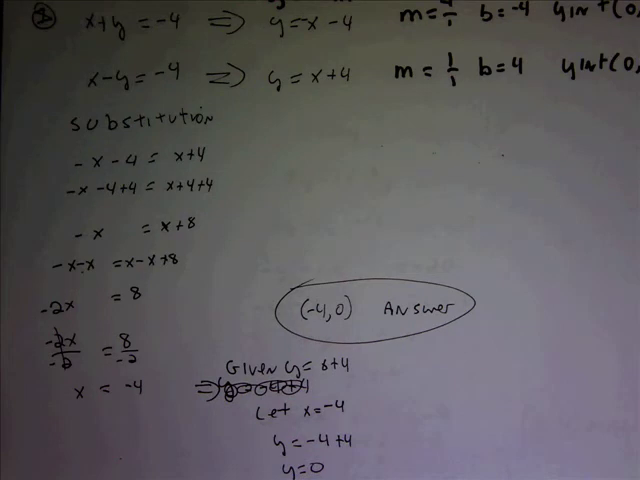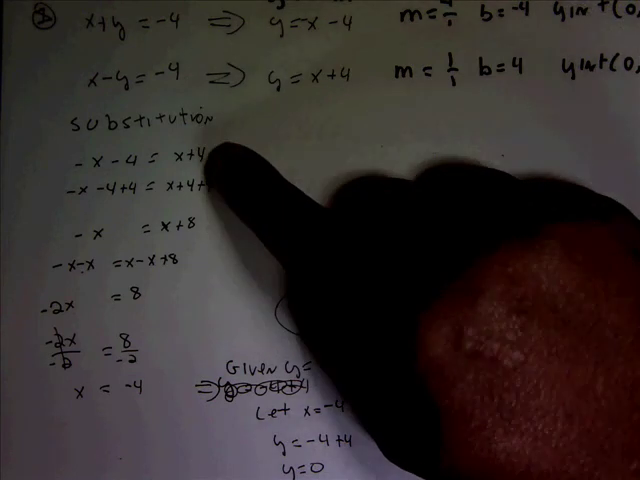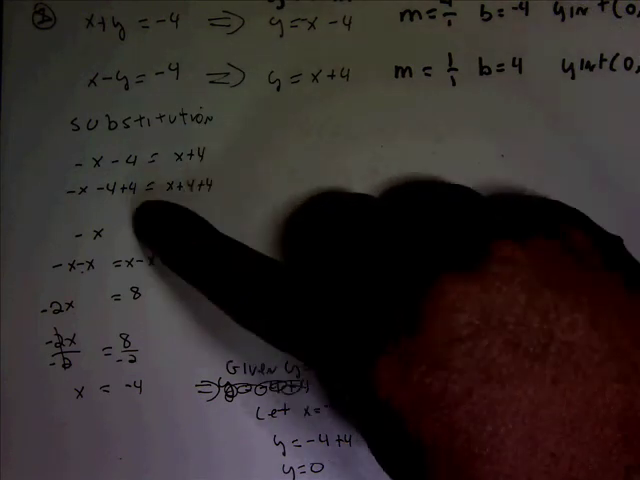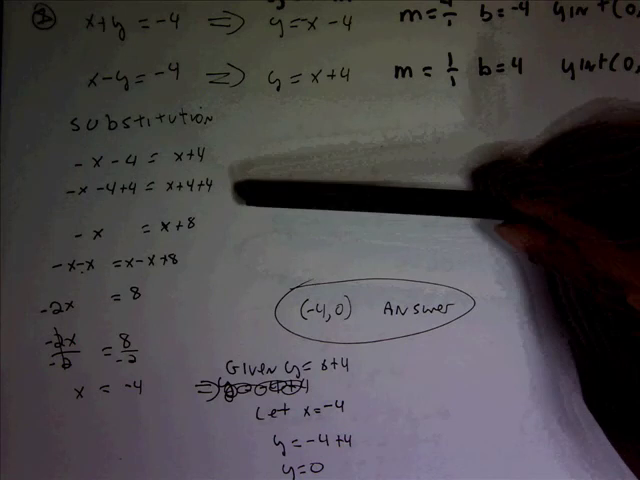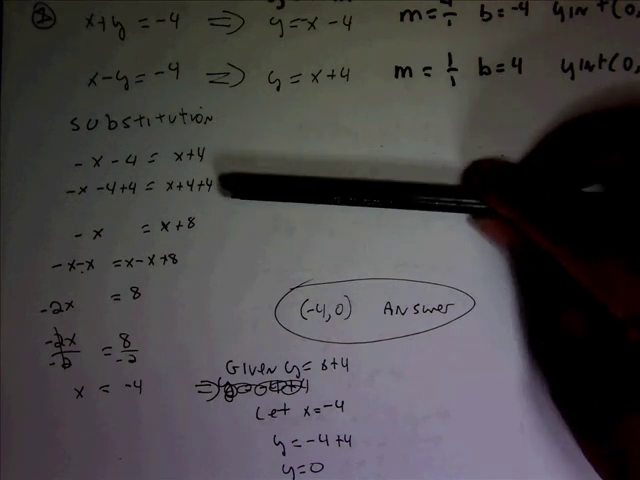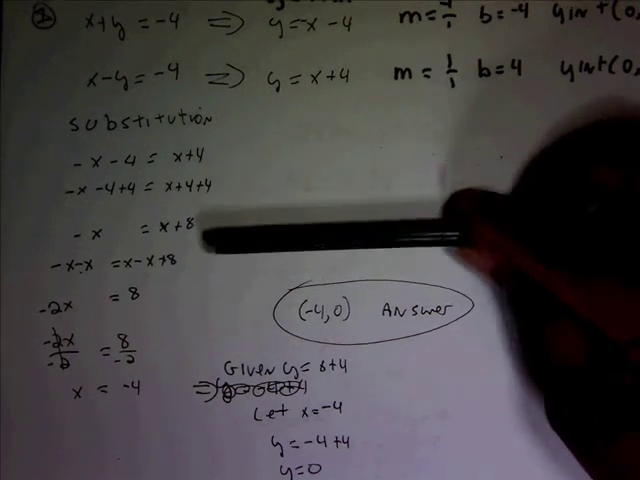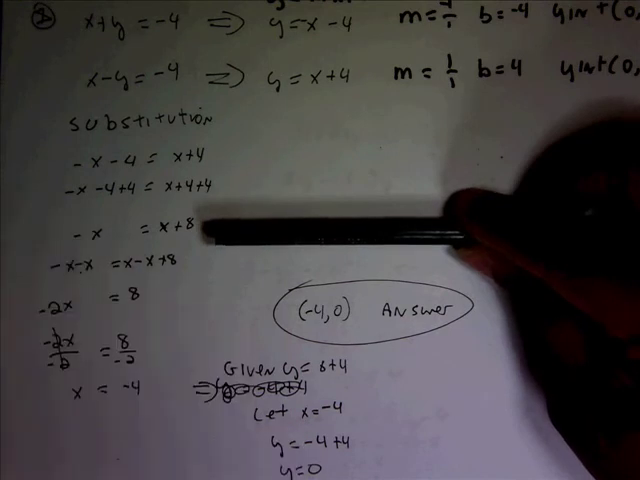And I went ahead and solved it for a positive x. Okay, so I got my constants to one side. I have a minus 4 here, and I add 4 to both sides. And it gives me x plus 8 and a negative x here.